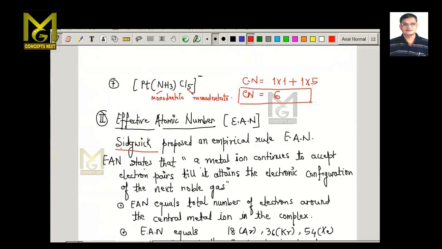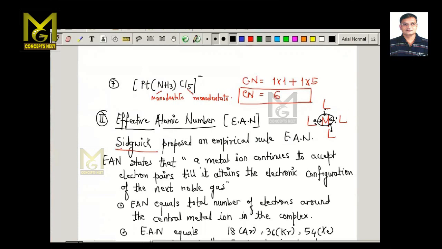EAN states that if this is a metal and there are ligands around the metal, the metal continues to accept electron pairs. What is the role of these ligands? These ligands are involved in the donation of electrons. So the metal ion, the central metal atom or ion, continues to accept electron pairs till it attains the electronic configuration of the next noble gas.